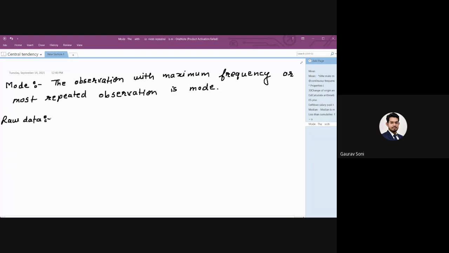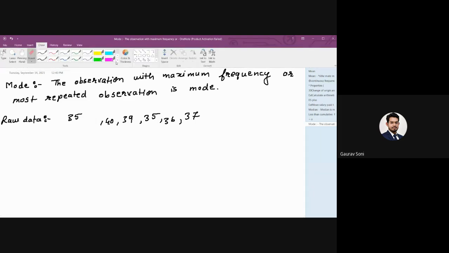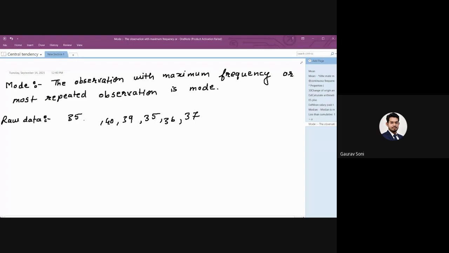If I want to find the mode, for example, 35, 38, 40, 39, 35, 36, 37. What is the mode? 35. 35 is repeated how many times? Two times. That is the maximum repeated entry. So 35 is the mode.